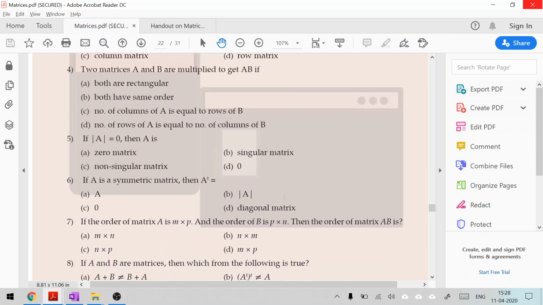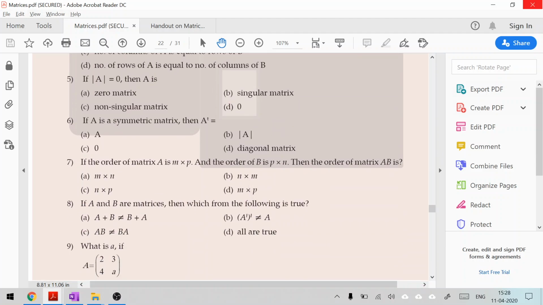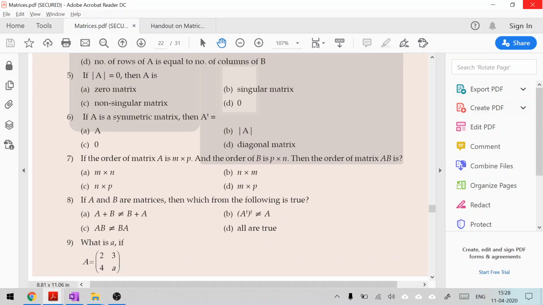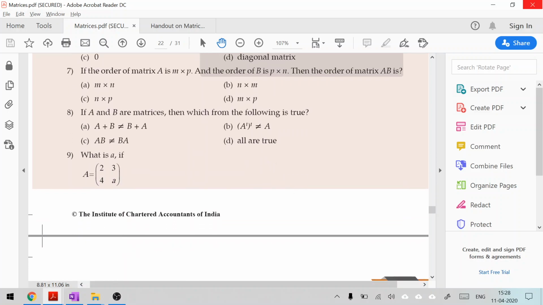Come to question number 7 now. 5 and 6 we have done already, so come to 7. In the 7th question, this is very interesting. If the order of matrix A is M into P, okay, the order, they have not given you actual numbers, they've just given you letters M and P. B is P into N. The order of matrix AB is what?